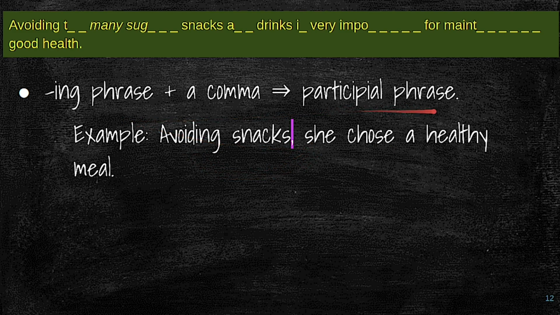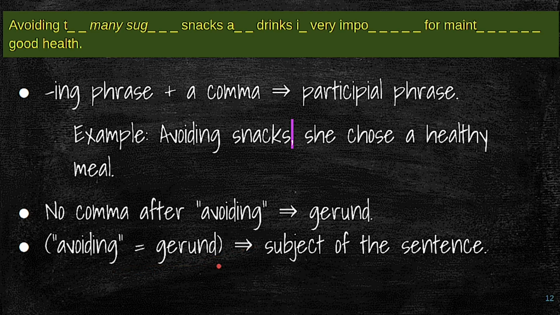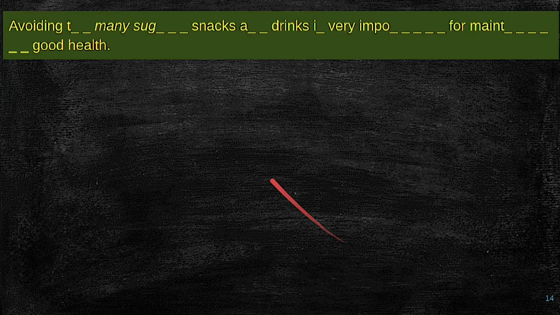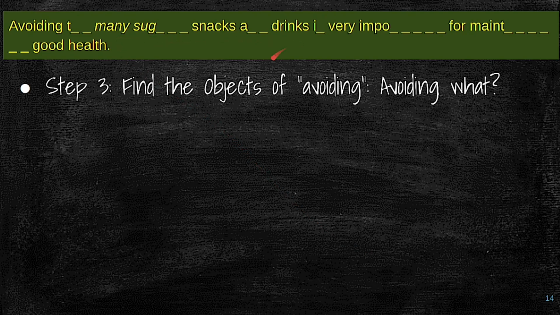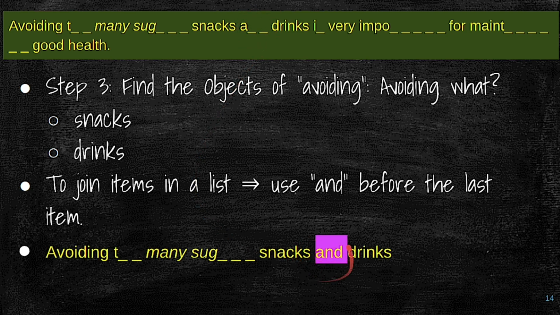However, in our sentence, there is no comma after avoiding. Therefore, avoiding is most likely a gerund functioning as the subject of the sentence. Now we need to ask, avoiding what? The objects of avoiding are snacks, drinks. Since these are two nouns listed together, they must be connected by the conjunction and. So we have avoiding tea, many sug snacks and drinks. This entire gerund phrase is functioning as the subject of the sentence.